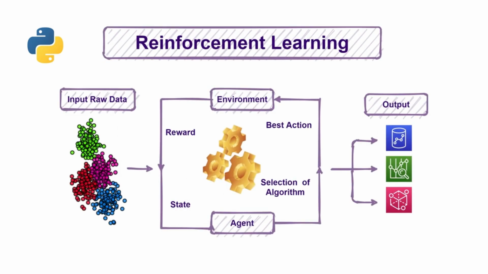The core idea is to figure out the best sequence of actions that leads to the highest reward. Over time, the agent gets better at making decisions that yield better outcomes.